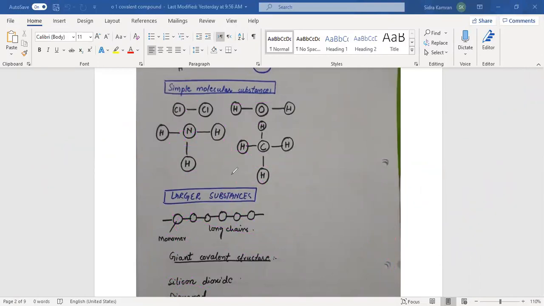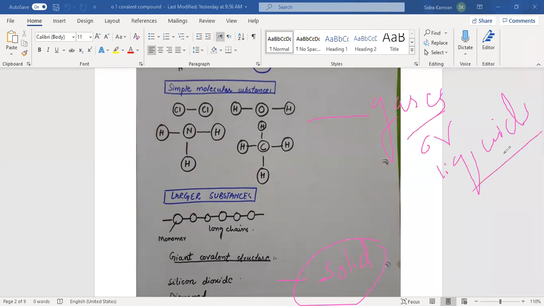Simple covalent compounds are mostly gases or liquids. But macromolecular covalent compounds are solids because of their regular lattice structure. That's why they are solid. So if they are simple molecular covalent compounds, then they are gases or liquids, and if they are larger macromolecular compounds, then they are solids.